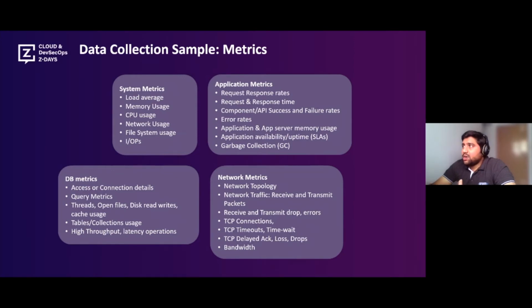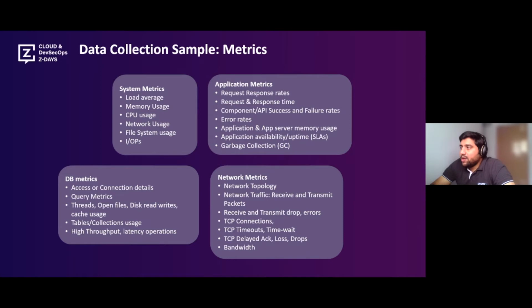And in the application metrics, we can have application performance metrics, like what are the request response times, what are the request response rates, the error rates, the application memory usage, and the garbage collection usage of the application, if it is a Java application. And the database metrics talk about the database-specific details, like how many queries are being processed, the disk reads and writes, and what tables are being used, how many tables or collections are used, specific to the database.